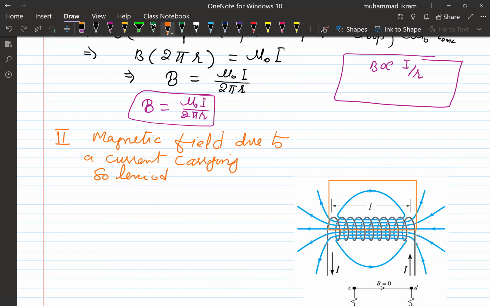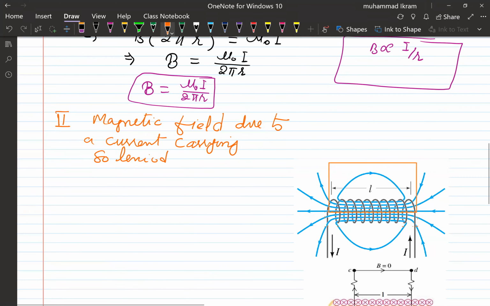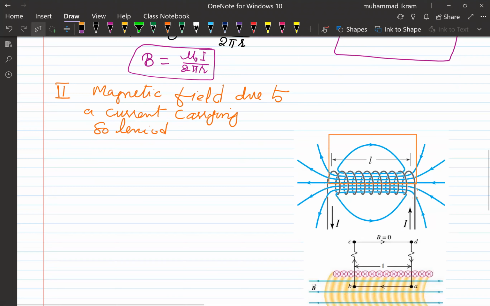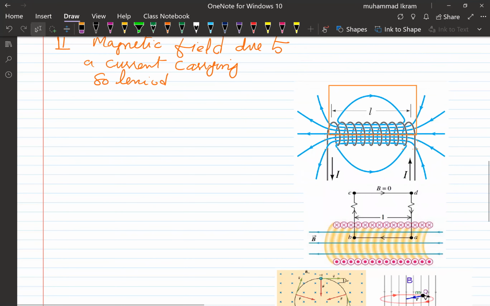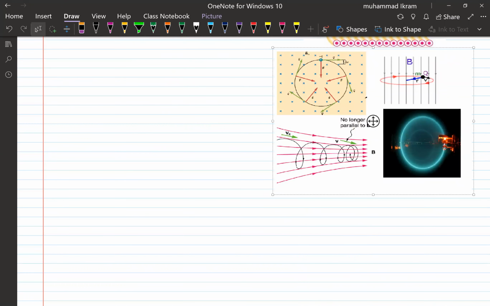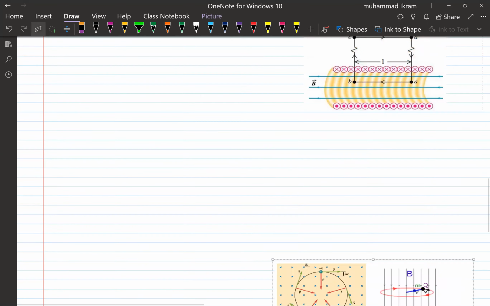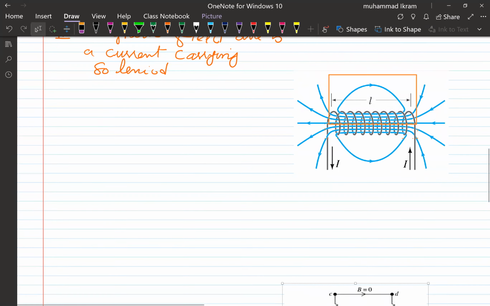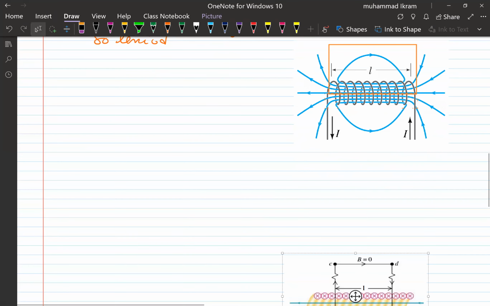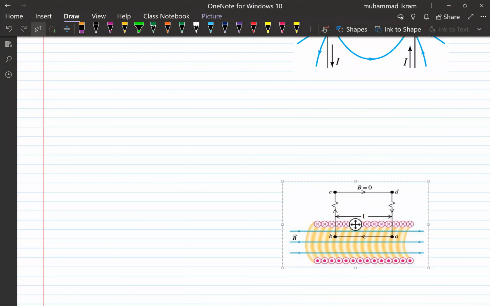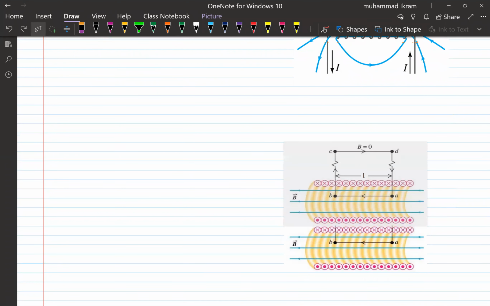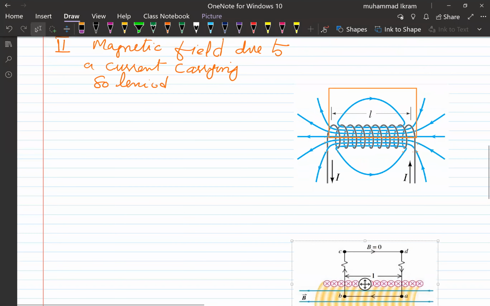So you already learned in the class that a solenoid consists of a coil of more than one turn, or when a coil is wrapped around a cylindrical shape, then it forms a solenoid. And this is how you see here the solenoid. So we will make use of this. Here is the solenoid.